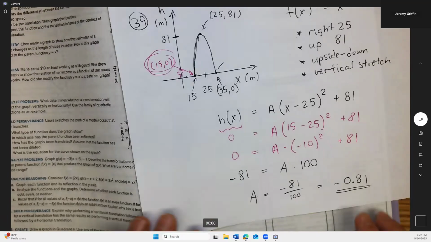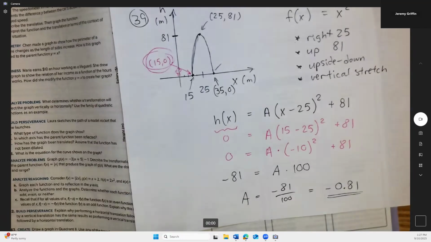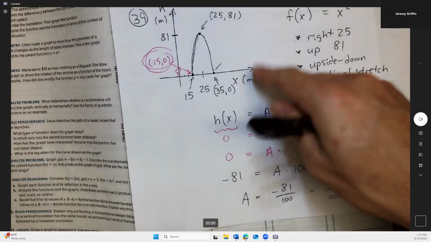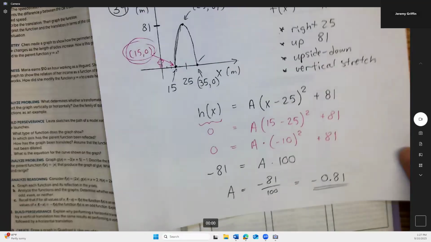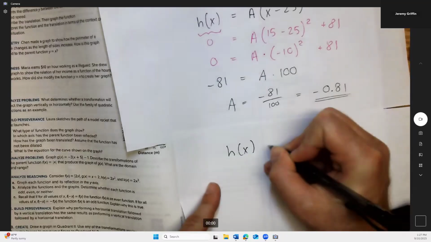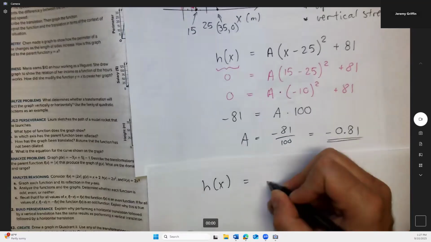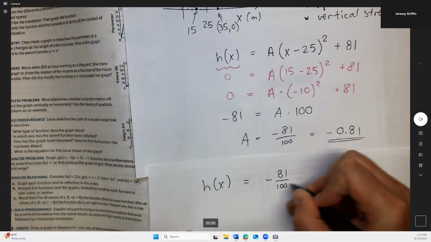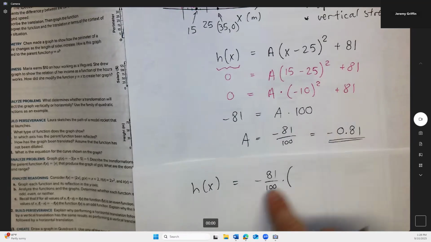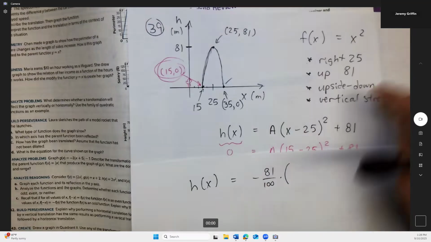Now that I have that, I can properly piece the whole equation together, then we'll test some points and see if it looks like it's actually working. So h of x in general is this, except now I know what a is. It's negative 81 over 100, and then times, and here I have the negative, by the way, which makes it an upside down parabola, which it should have always been negative, and it is, so that's nice.